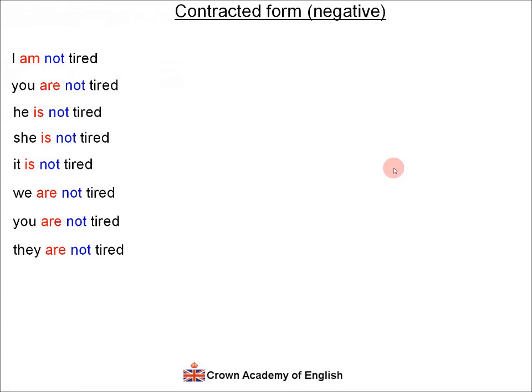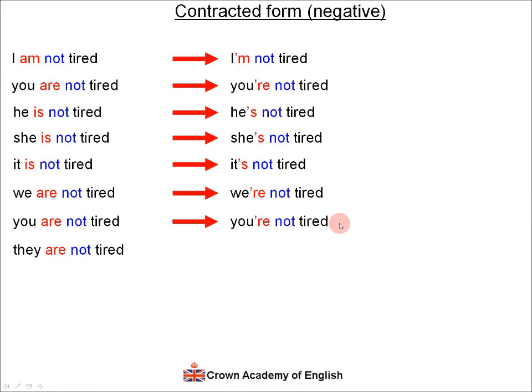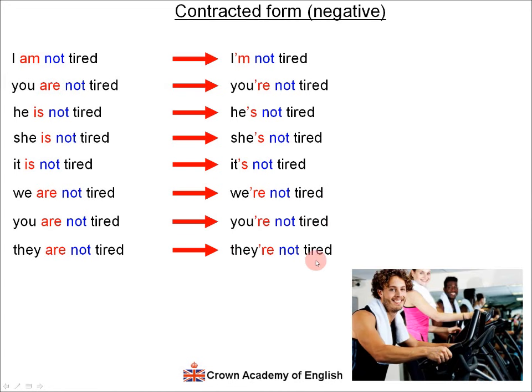Let's look at the contracted form of the negative. So this is the full form of the negative. So the contracted, we have I'm not tired, you're not tired, he's not tired, she's not tired, it's not tired, we're not tired, you're not tired, and they're not tired. Okay, so again, we add the word not after the contracted form of the verb to be.